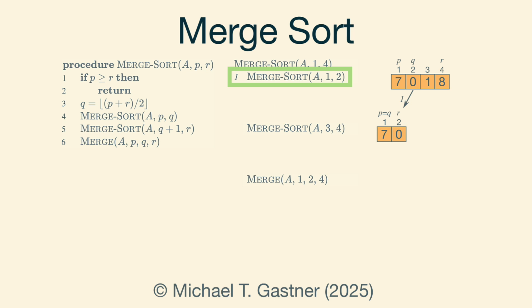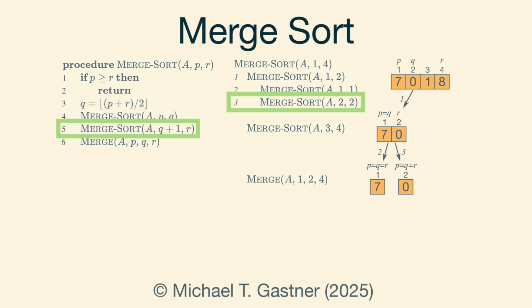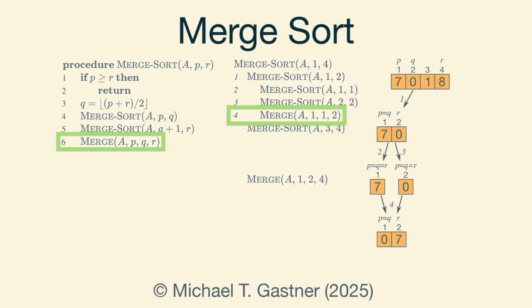Upon calling merge sort A, 1, 2, Q is set to 1, and merge sort A, 1, 1 is invoked. Since P equals R equals 1, the recursion terminates immediately, returning control to merge sort A, 1, 2. The next step in this context is to call merge sort A, 2, 2, which also terminates because P equals R equals 2. Finally, the merge procedure merges the values 7 and 0 into a sorted subarray.